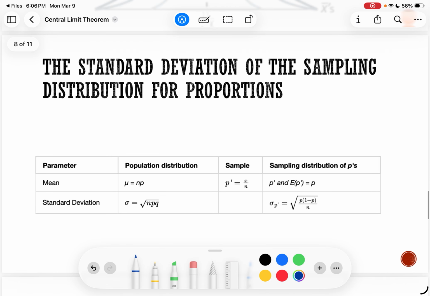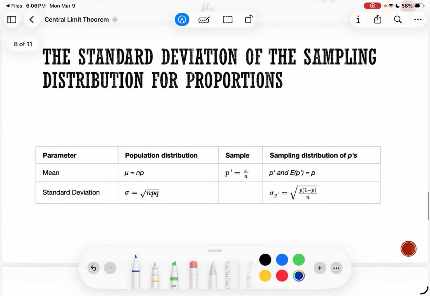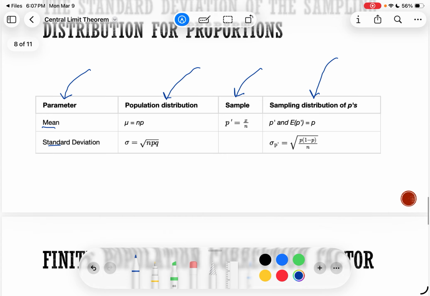The standard deviation of the sampling distribution for proportions. We can see here what parameter we are measuring, the mean and standard deviation. We have our population distribution, sample, and the sampling distribution of our samples. So again, good formulas to keep in our mind.